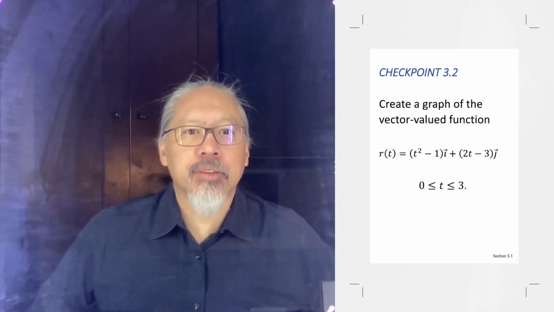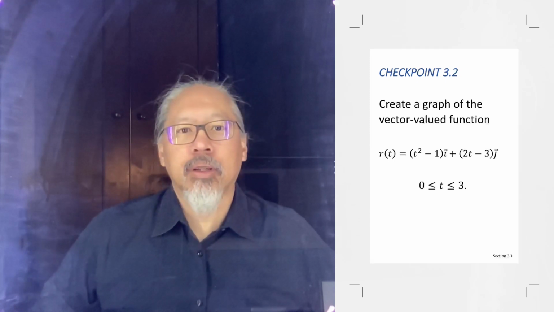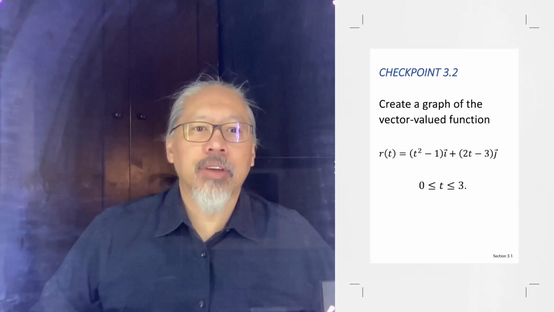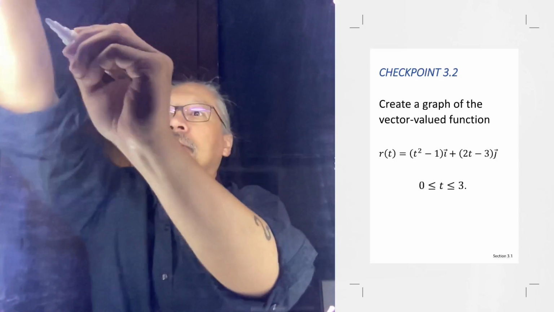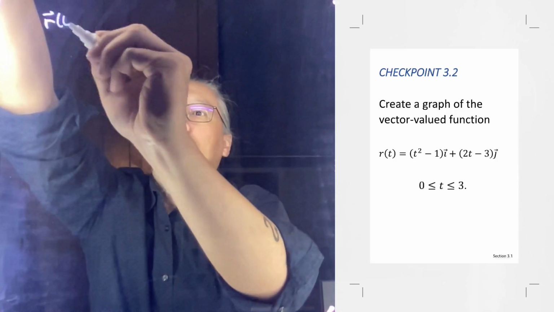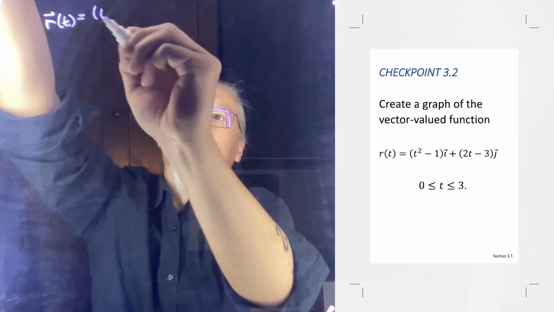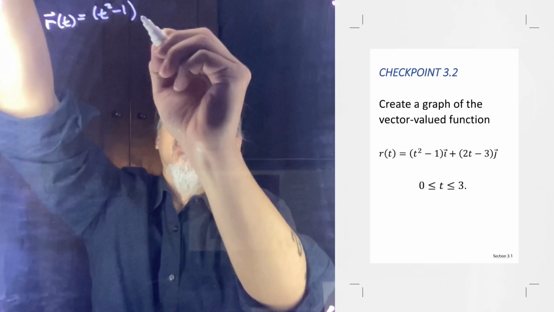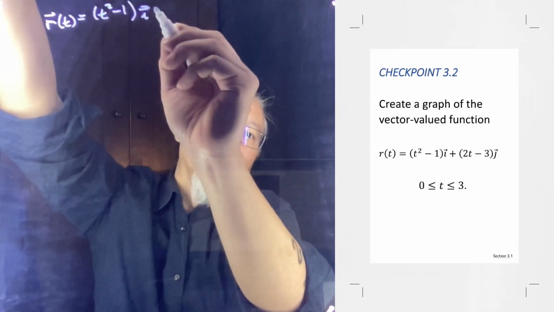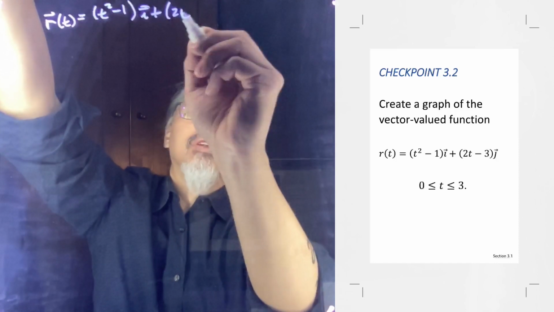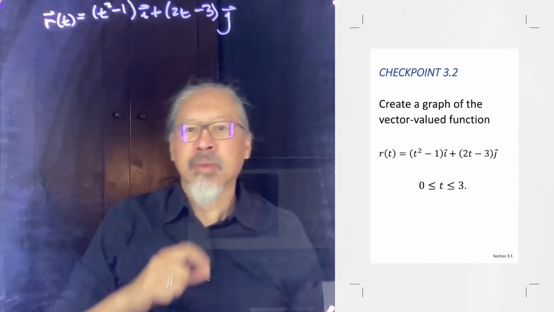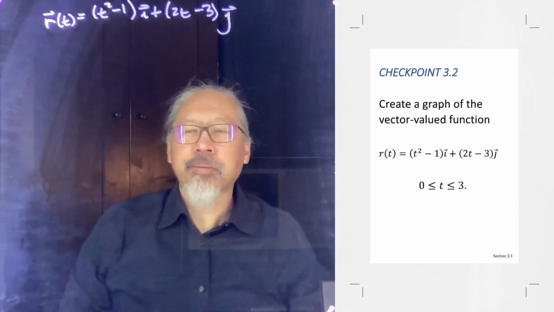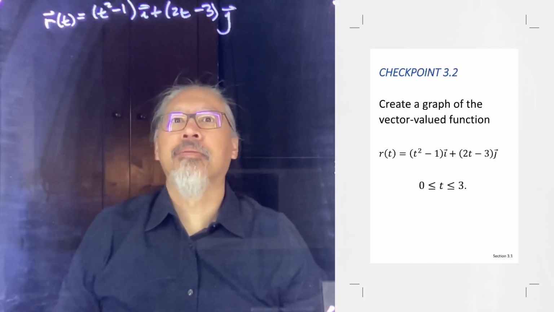Hello, this is checkpoint 3.2. They want us to create a graph of the vector valued function, and they give the equation. So let's write it down. r of t is equal to t squared minus 1 in the i direction plus 2t minus 3 in the j direction. So this is our vector valued function.